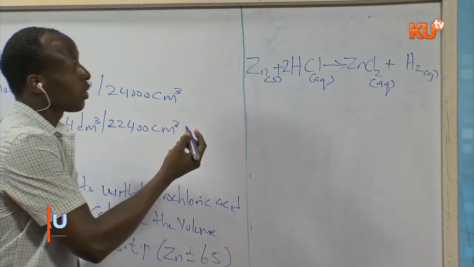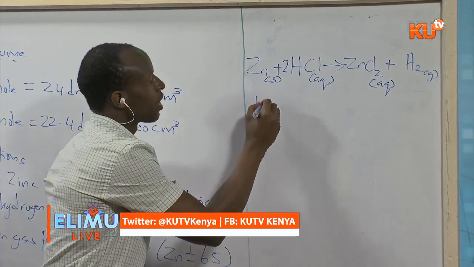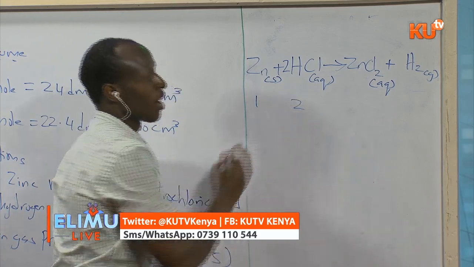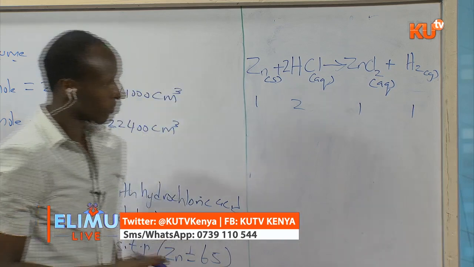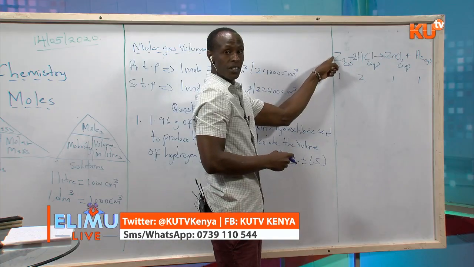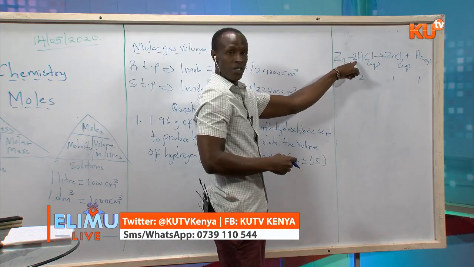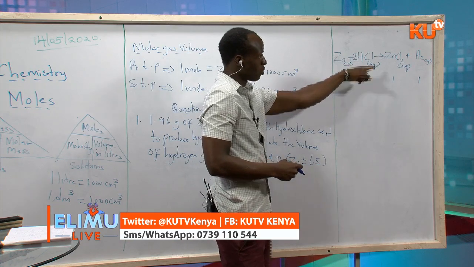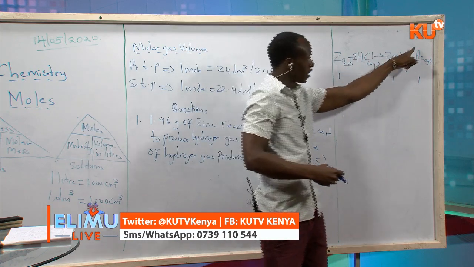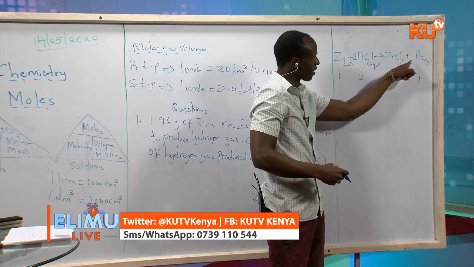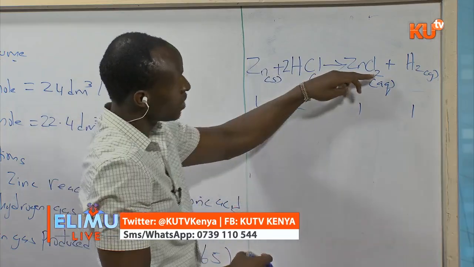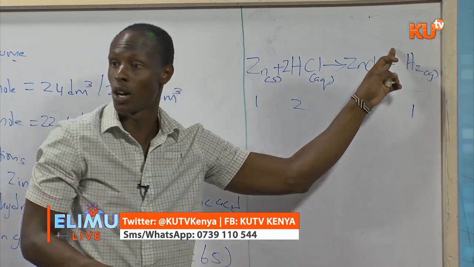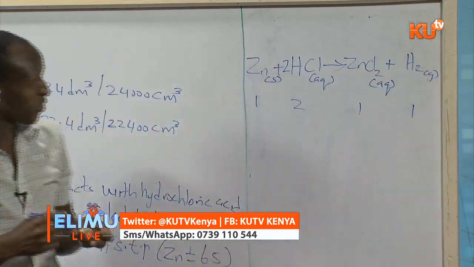So the balanced chemical equation gives you the ratio in which zinc, HCl, zinc chloride and hydrogen react and are produced. If there's no coefficient here, it means it is 1. If the coefficient is 2, the ratio is 2. You don't take the small 2's, or those which are written below. You take the one which you used to balance the equation.